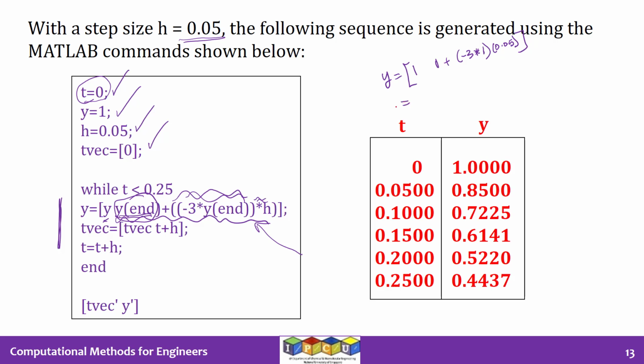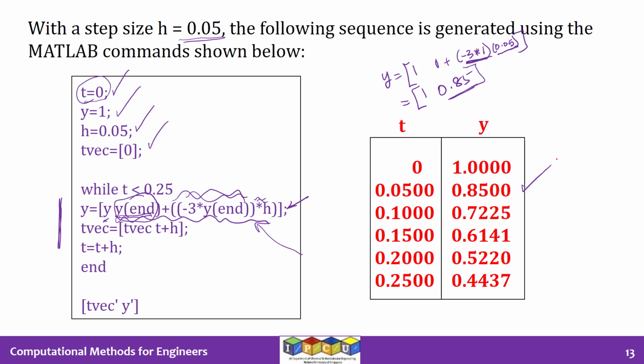So at this stage, once this statement is executed once, y is going to be 1 followed by 0.85, because minus 3 times 0.05 is 0.15 negative, and when you add that to 1, you get 0.85. So at t equal to 0.05, we have determined the value of y to be 0.85. So that is what you see here.